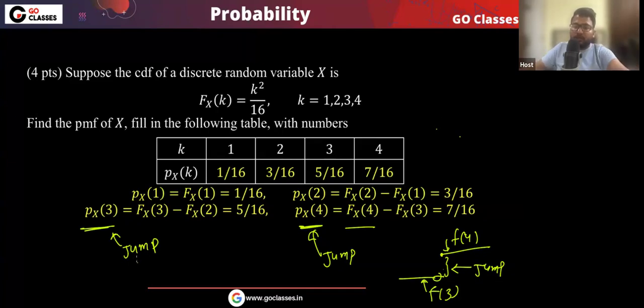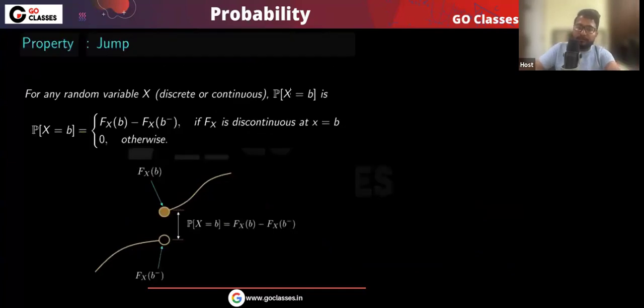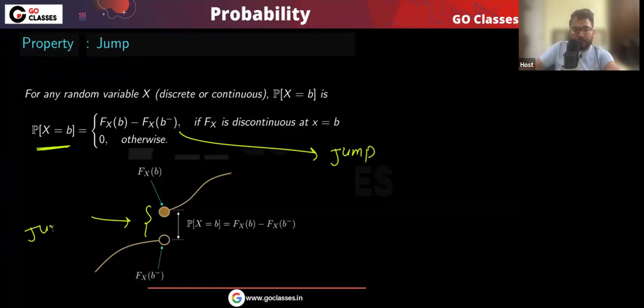Okay. So let's see more examples. See here, every probability is just a jump. So it is just a jump. So this is the probability. This is also the jump. Okay, in case of discrete.